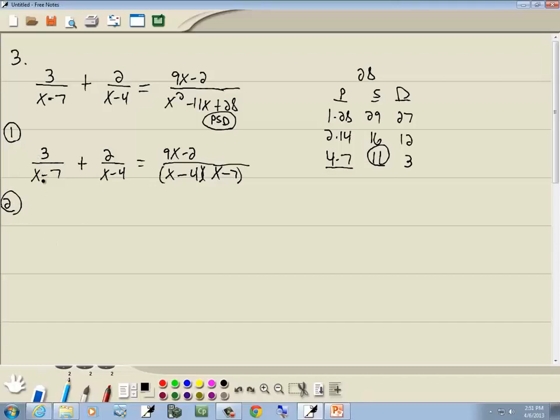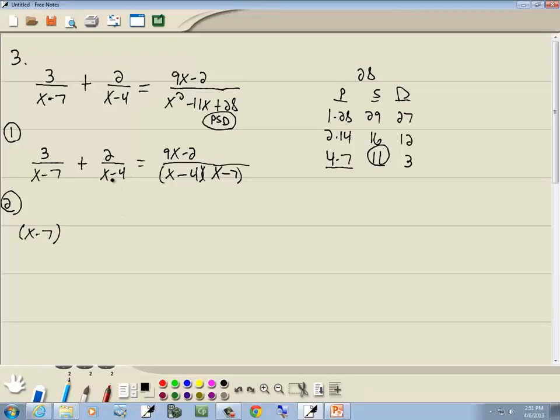Step 2. Figure out your LCM and multiply everything by it. Let's start with our first factor, the x minus 7. Now we're looking for the greatest number of x minus 7s in a single denominator. There's 1 here, none here, 1 here. So the greatest number of x minus 7s in a single denominator is 1.